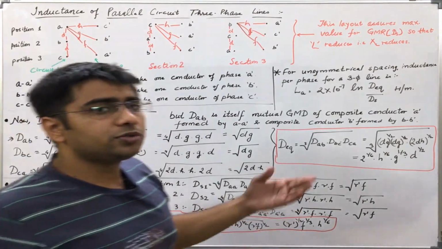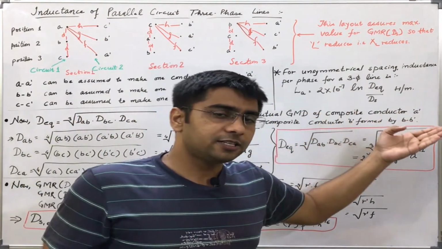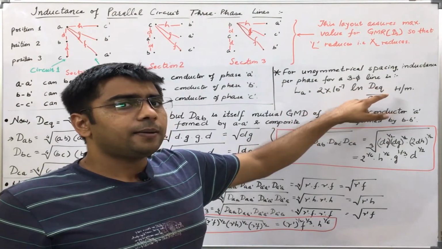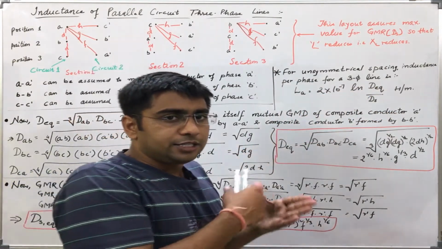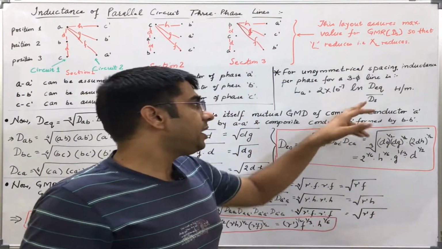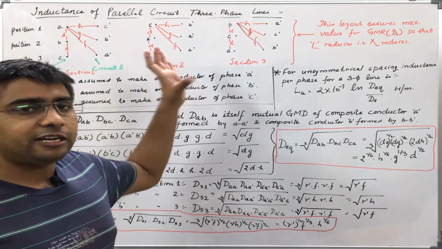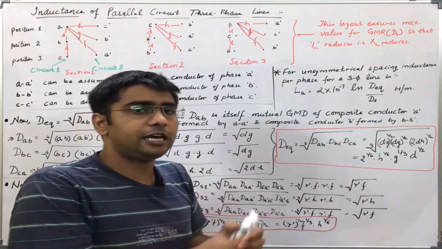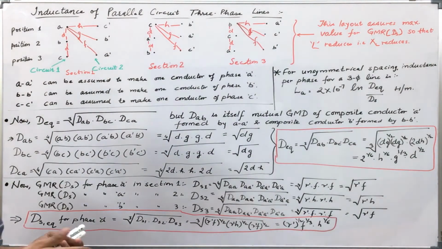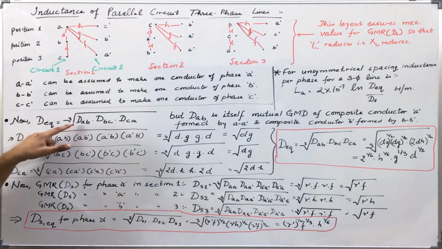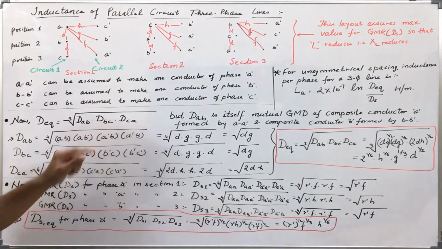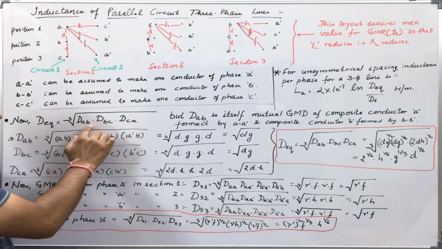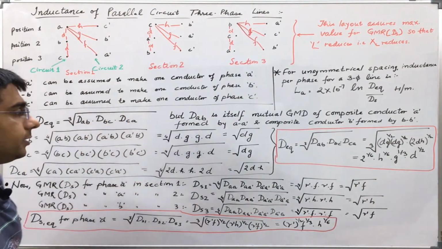That's why I will have to use the formula for calculating the inductance per phase, which is given by LA is equal to 2 into 10 to the power minus 7 natural log D equivalent by DS, where DS is the GMR of the phase conductors and D equivalent is the equivalent spacing between the interphase conductors, that is between conductors of phase A and phase B, phase B and phase C, and phase C and phase A. Now we have already seen that D equivalent is written as the cube root of DAB, DBC, DCA, that is the geometric mean of the distances between A and B conductors, B and C conductors and C and A phase conductors.